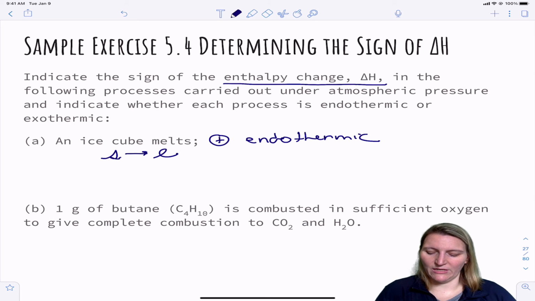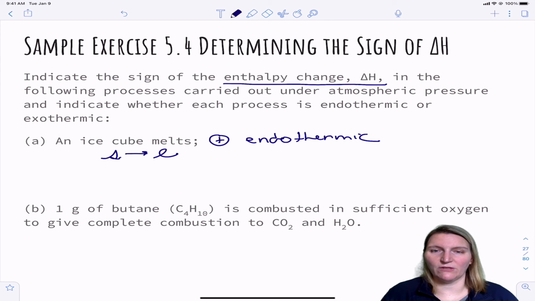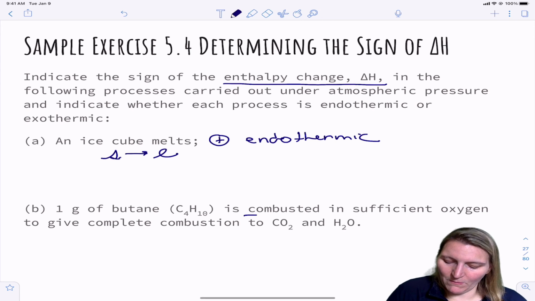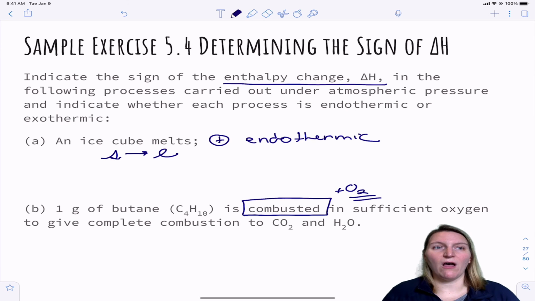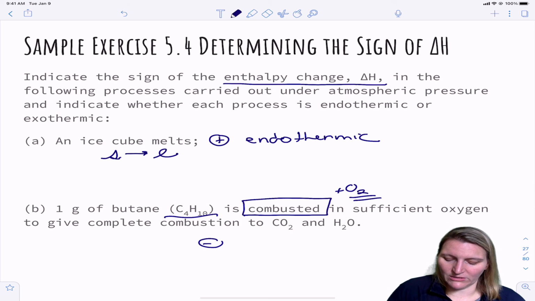1 gram of butane is combusted in sufficient oxygen to give complete combustion to CO2 and H2O. Combusted means it's a reaction with oxygen. If a hydrocarbon is being combusted, it will always make CO2 and H2O. And these reactions are always exothermic. They release a lot of energy. So of course, delta H would be negative, and it's exothermic.